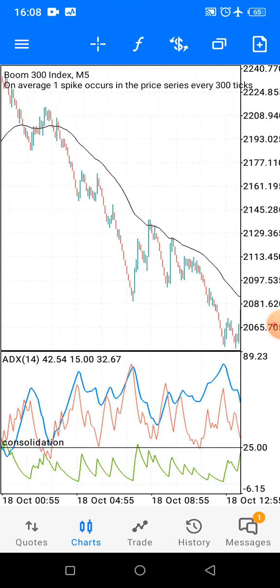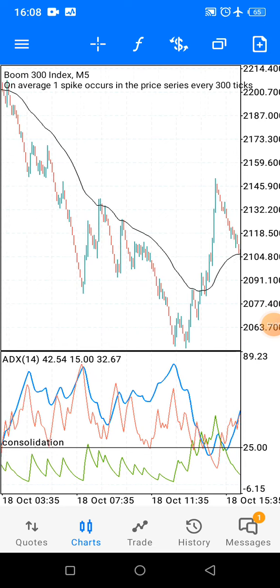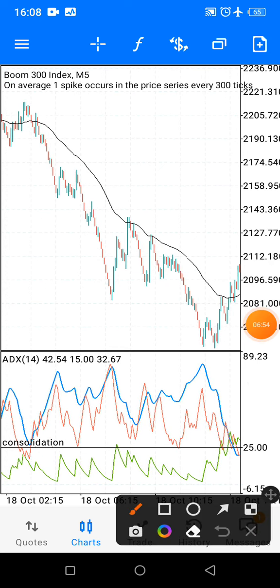So that's what we'll be doing for Boom and Crash, right? We'll be waiting for the candlesticks to pull back to the 50 EMA, right? So like here, right here, we've got, firstly, the candlesticks are below the 50 moving average, right? Our ADX blue line is above the level 25, right? So I'm only looking for sales, right? Then I wait for my candlesticks to pull back to the 50 moving average, then I take my sales, right?